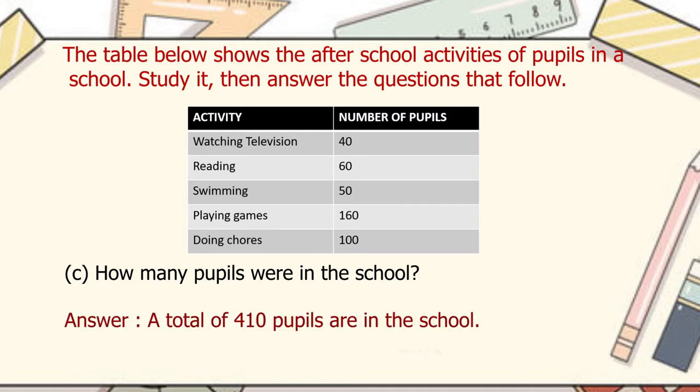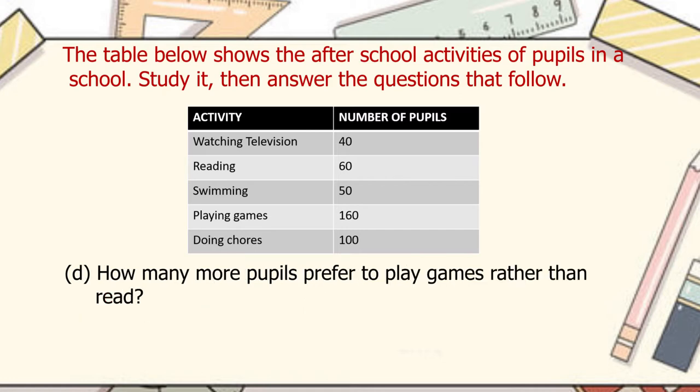Do you have a total of 410 pupils are in the school? That is absolutely correct. You had to add the number of children that like all the activities so that you will be able to know how many children there are in the school. Let's move on to our next question.